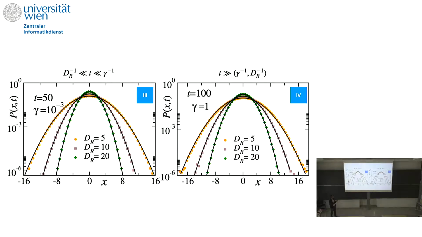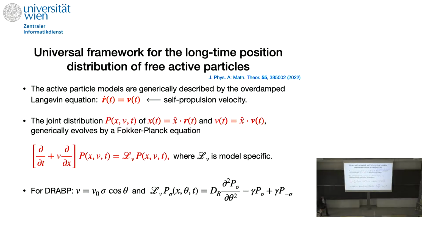I just want to show this. But what is new is that we could go beyond this hand-waving argument, beyond this heuristic. What we could show in this paper is that if you take your active particle, it is given by r dot equal to v, where v is the self-propulsion velocity. So v can include whatever model of v you choose.